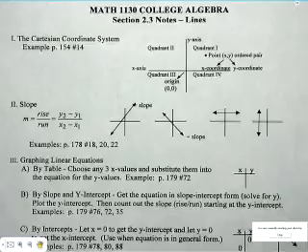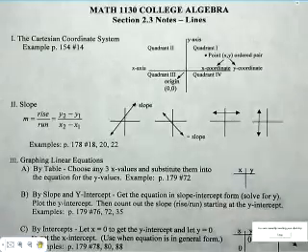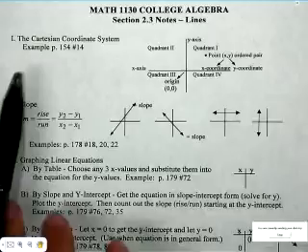All right. Section 2.3 is lines and linear equations. First, let me just remind you of some terminology from the Cartesian coordinate system. This is actually in section 2.1.